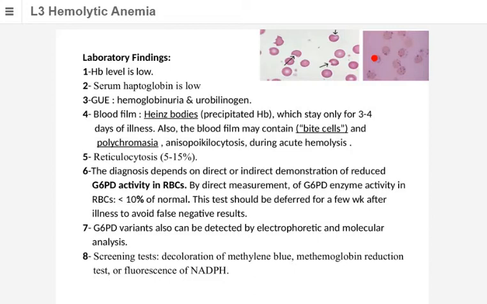This stays for 3 to 4 days of illness. Also, the blood film may contain bite cells or eaten cells. Bite cell or eaten cell, because the red blood cells look bitten. Eaten cell or bite cell. And we see polychromasia, hemolysis during the acute hemolysis.